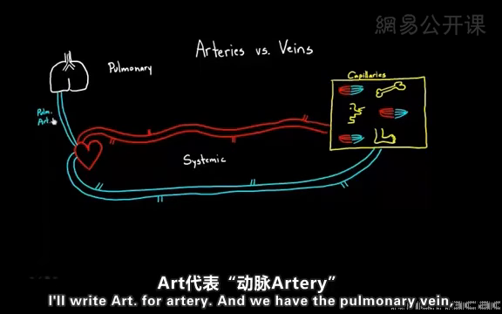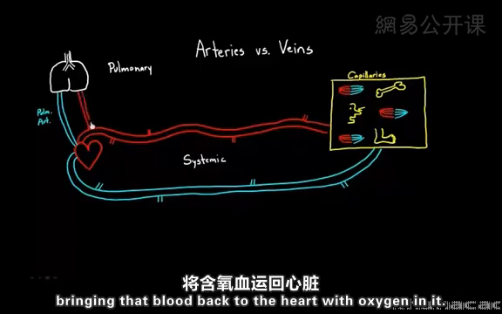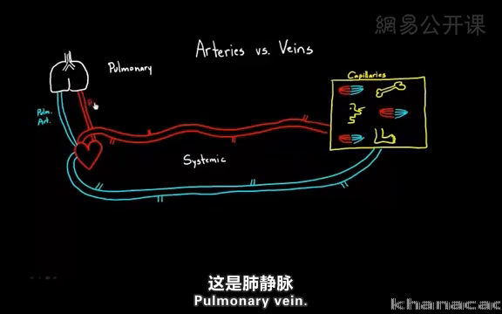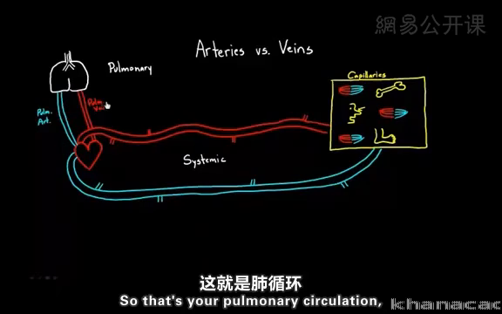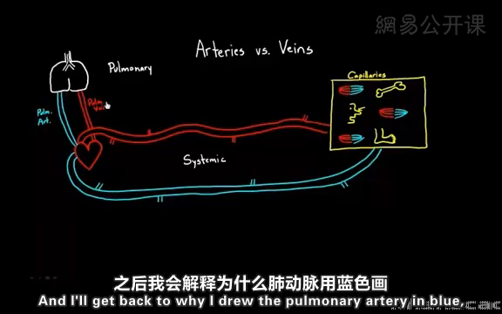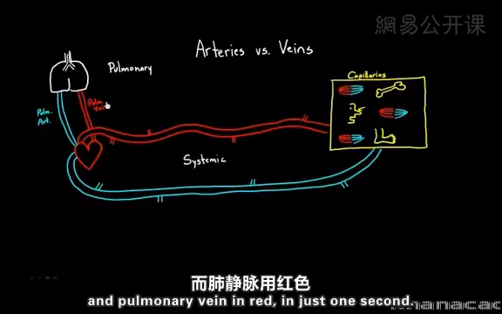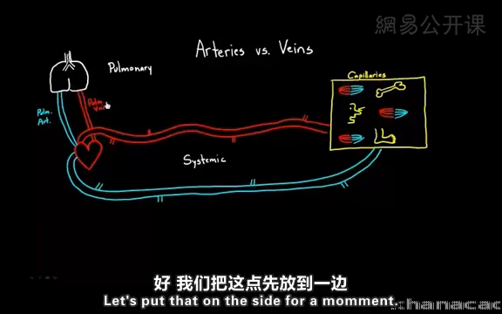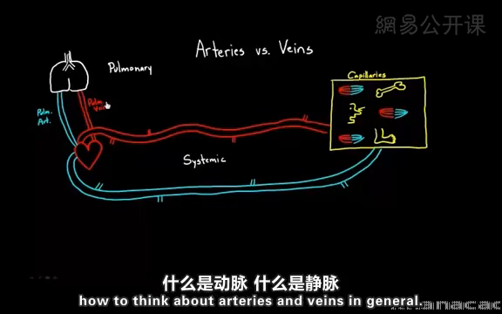I'll write ART for artery. And we have the pulmonary vein, bringing that blood back to the heart with oxygen in it. Pulmonary vein. So that's your pulmonary circulation. So you have pulmonary circulation and you have the systemic circulation. And I'll get back to why I drew the pulmonary artery in blue and the pulmonary vein in red in just one second. Let's just put that on the side for a moment. And let's get into exactly how to think about arteries and veins in general.